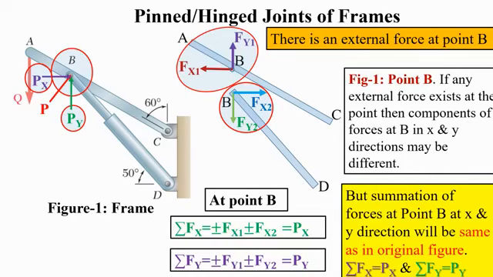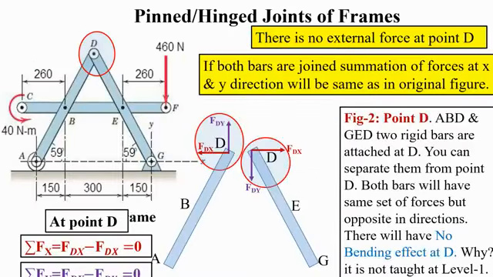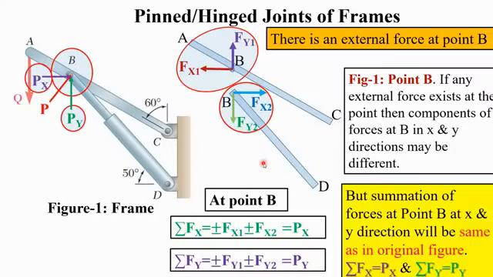So that's all about hinge support with external forces. Now case 2, point D. You see point D, both members are attached at point D and both are at the edge, so it will also have a similar reaction. But what happened in the last one?